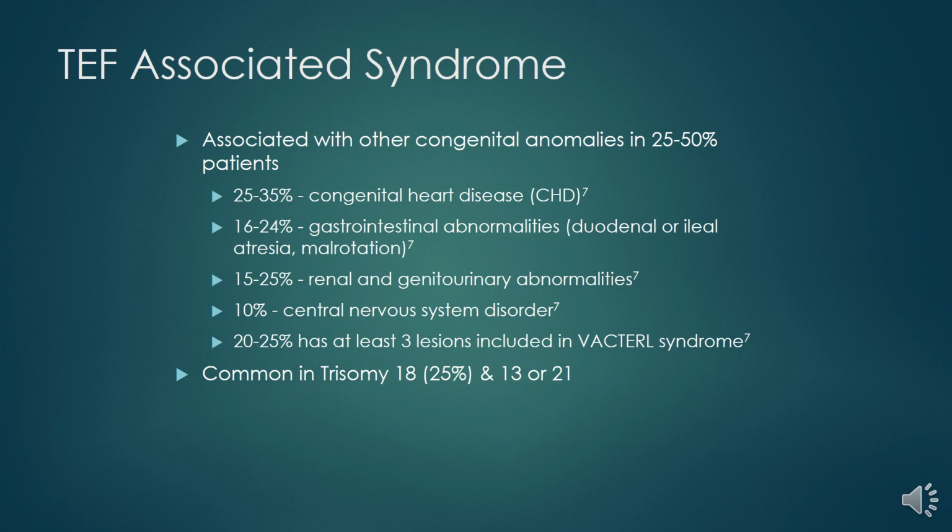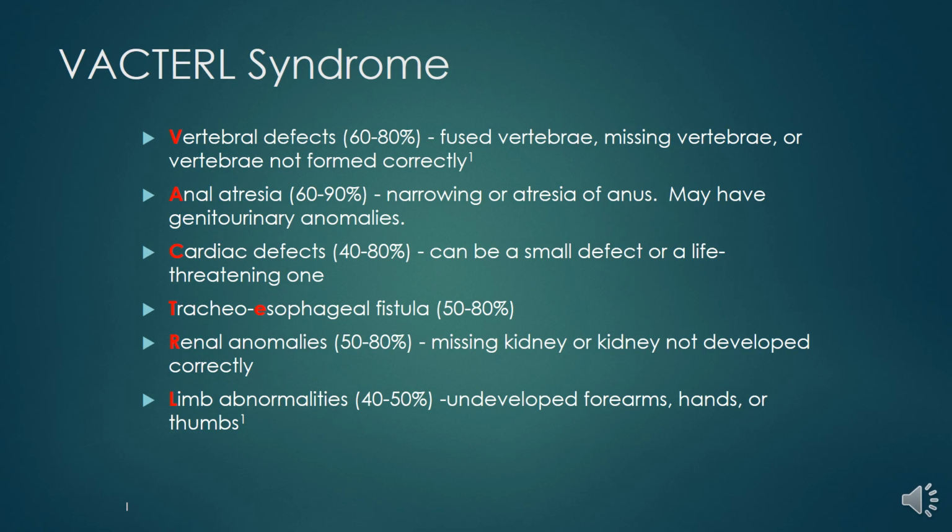The associated syndromes with other congenital anomalies are 20 to 50%: 20 to 35% with congenital heart defects, 16 to 24% with gastrointestinal anomalies, and 15 to 25% with renal and genitourinary anomalies. It's also associated with trisomy syndromes. VACTERL syndrome includes vertebral defects, anal atresia, cardiac defects, tracheoesophageal fistula, renal anomalies, and limb complications.